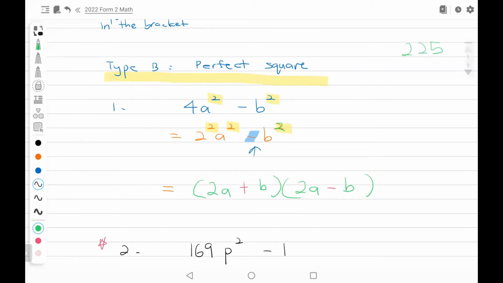Okay, 7 square. Simple one, 7 square. Yes. Okay, good. 49. What about 9 square? 9 square. Yes, 81, yep. 81.